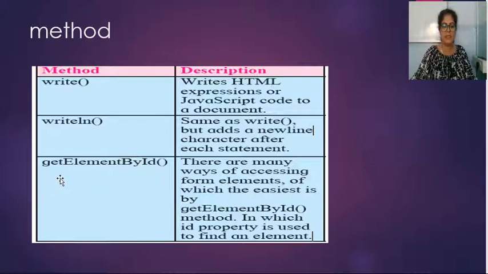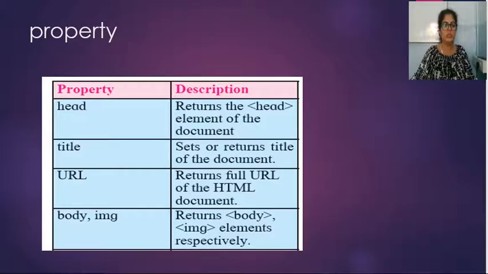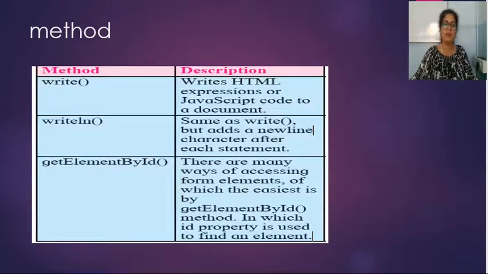Next method is getElementById. There are many ways of accessing form elements, of which the easiest way is getElementById. In this, the ID property is used to find the element. So these were the properties and methods of the document object model.